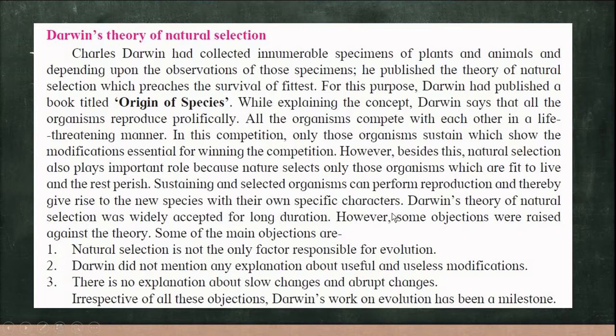Now Darwin's theory of natural selection was widely accepted for a long duration of time, but after that certain objections were raised against the theory. The main objection was that natural selection is not the only factor responsible for evolution. Darwin did not explain the useful and useless modifications which are required, or what characteristics are required. There is no explanation about slow changes and abrupt changes. Nevertheless, irrespective of all these objections, Darwin's work on evolution has been a milestone in evolution.